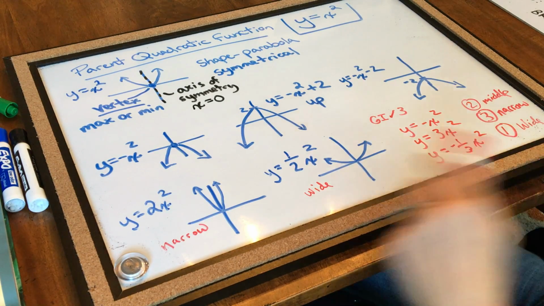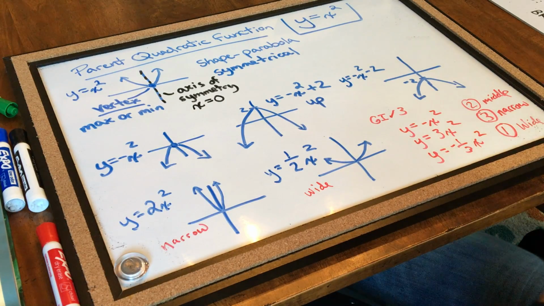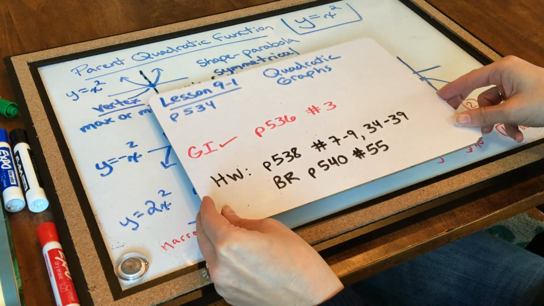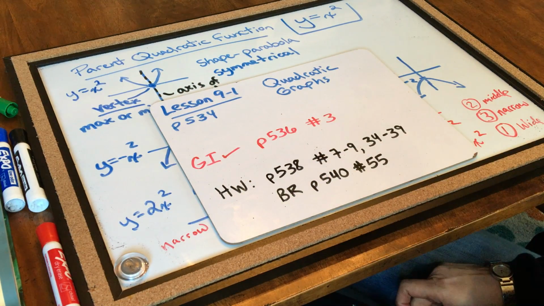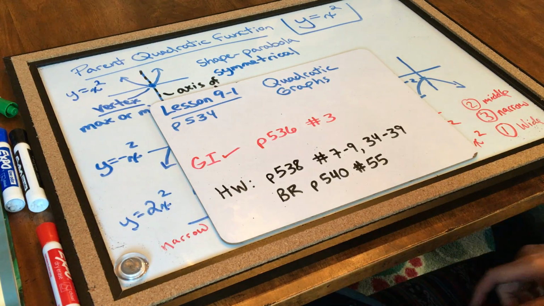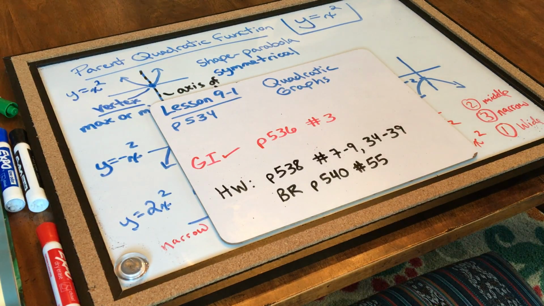Okay, it's time to try your homework and match up some equations with some graphs. Remember, your homework is page 538, numbers 7 to 9, and numbers 34 to 39. Your bell ringer is page 540, number 55, and 3 sentences.